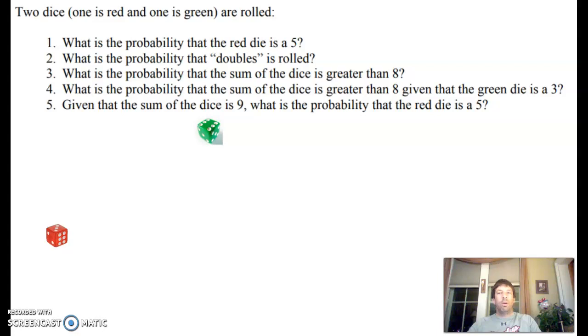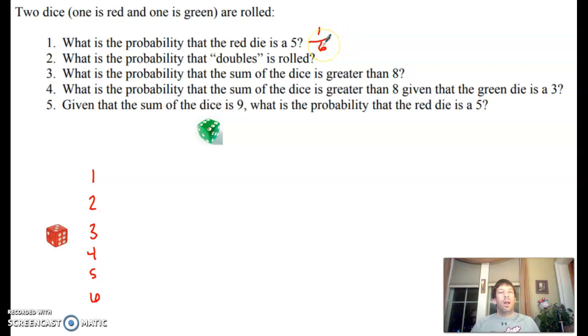So what we need to think about is what are the possibilities when you roll a die. So the red die could be a 1, a 2, a 3, a 4, a 5, or a 6. So there are 6 possibilities. That's called the sample space. And then of those 6, one of them is a 5. So the probability would be 1/6.